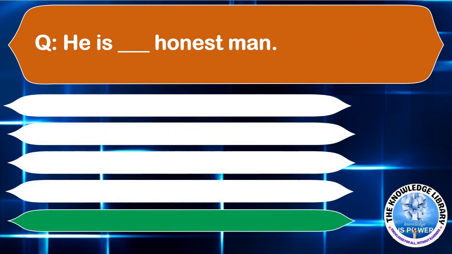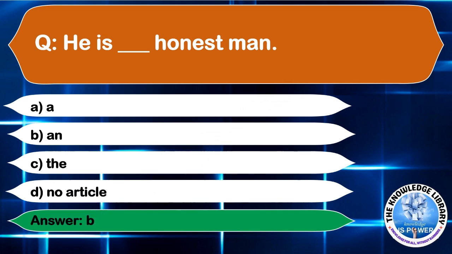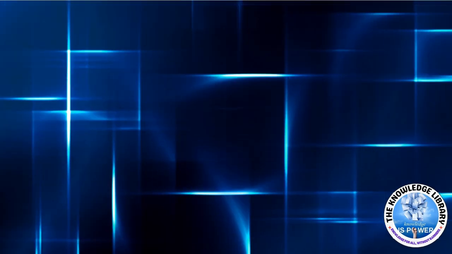He is dash honest man. Option A, a. Option B, an. Option C, the. Option D, no article. The correct answer is option B, an. Moving to the next question.